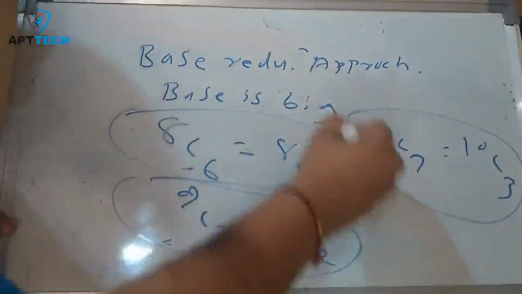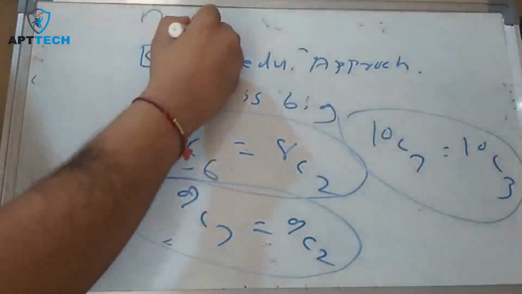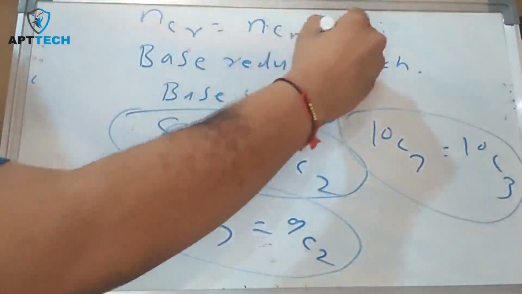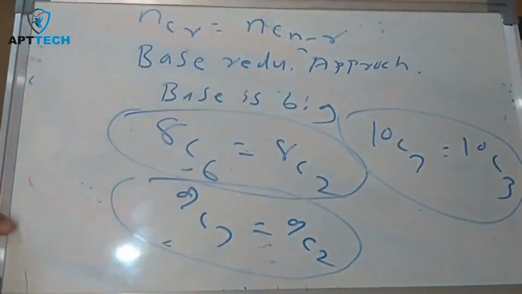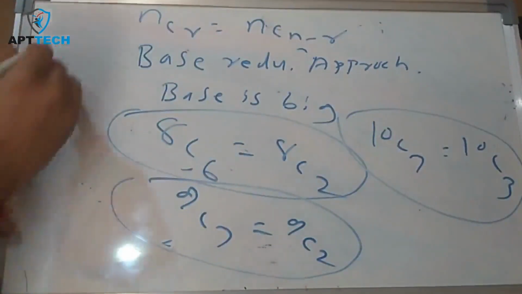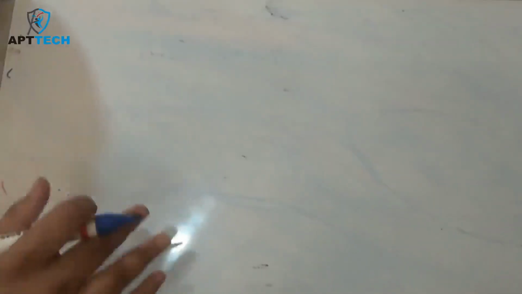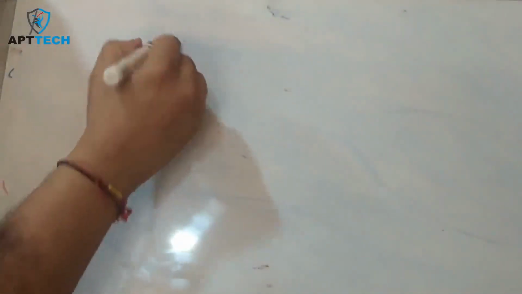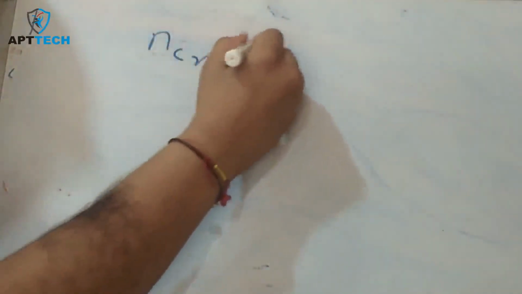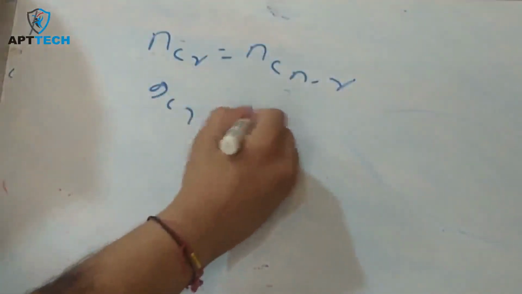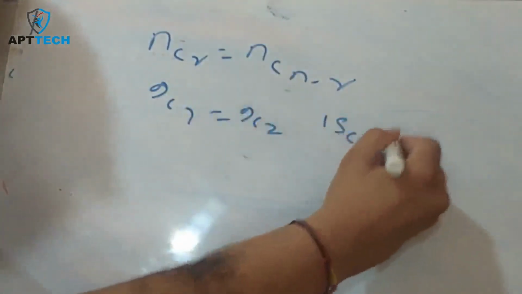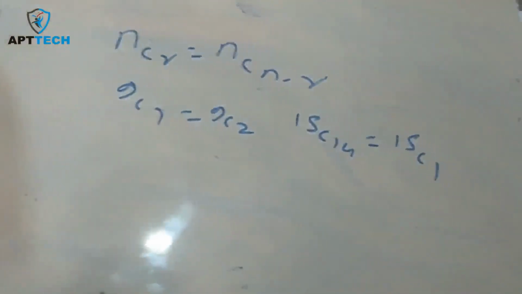The point that I want to stress is that NCR should be NCN minus R. So now with base reduction, we understood that NCR is NCN minus R. So 9C7 was 9C2, 15C14 was 15C1 and so on.